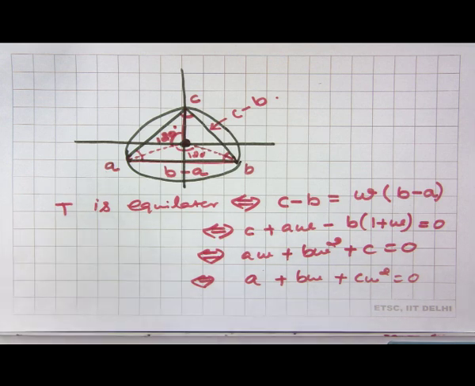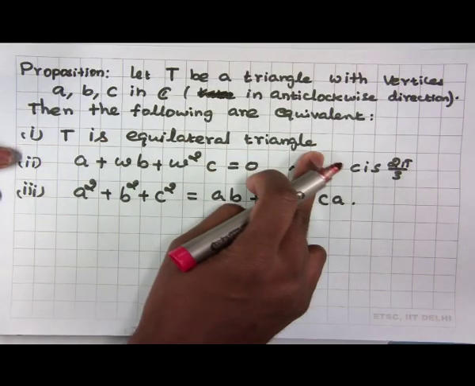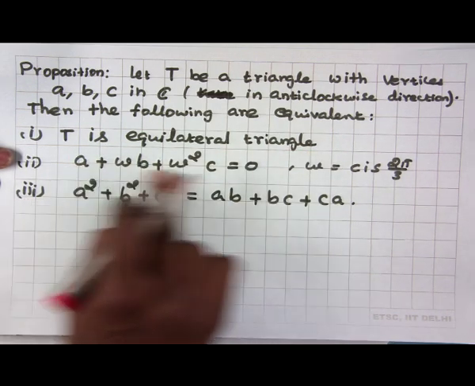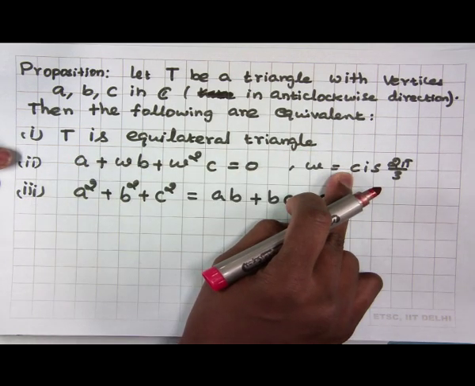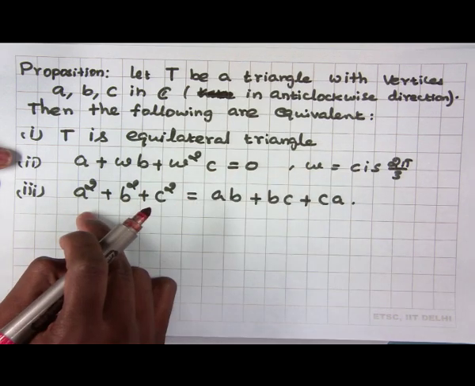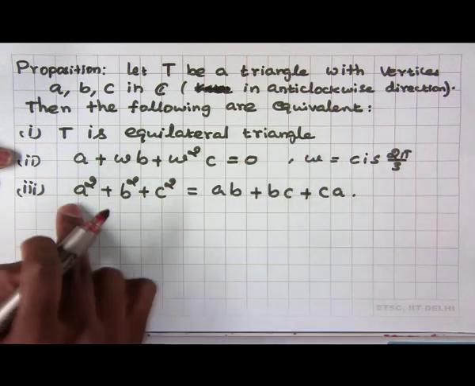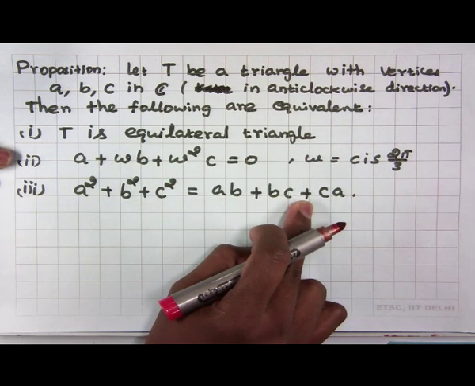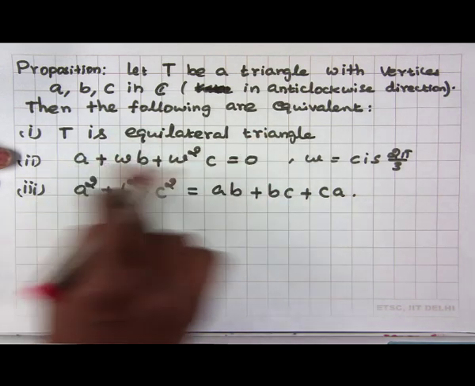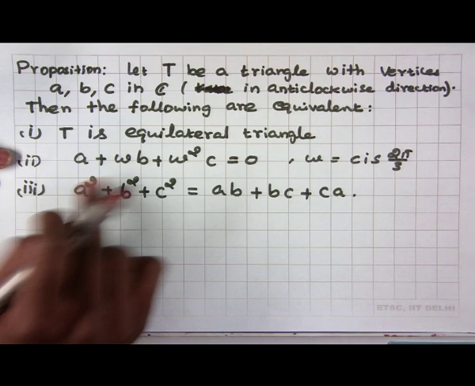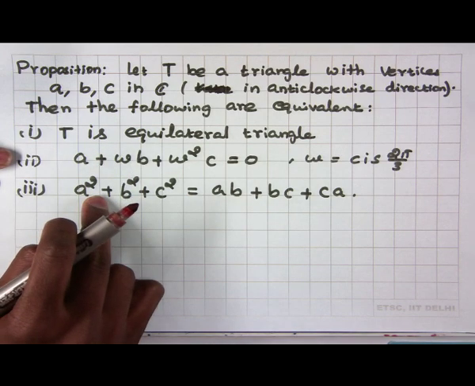So this concludes that the first remark we are able to achieve: T is an equilateral triangle if and only if it satisfies this condition. Now we would like to prove the other one, that T is an equilateral triangle if and only if the other condition holds. So once T is equilateral, automatically it satisfies this equation. So we will just show that these two equations are equivalent.